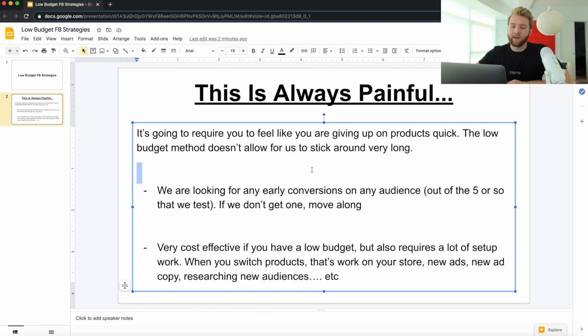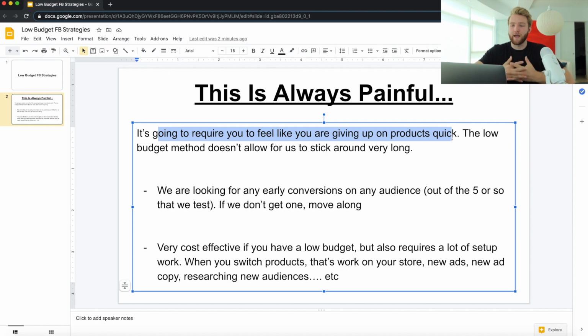So low budget strategies can work great. It's just going to be slower. You can do the math on what's going to make the most sense for you based on your startup budget, but just know you are going to be giving away products really quick. You're going to have to be doing a lot of research. You're going to have to be good at identifying products that you think are worth testing, and that's definitely a skill that gets built over time.